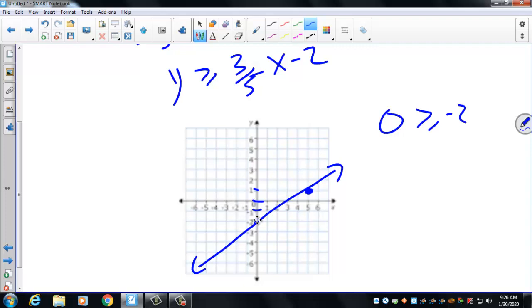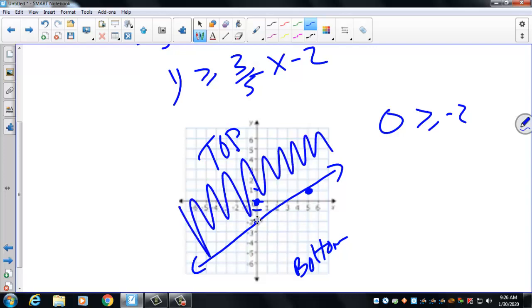Now, say it again, it's okay. So 0, 0 is on the top side, yes? Under the line. That's what I was trying to figure out. Okay. We're good. Are we sure we're good? Okay. So 0, 0 does work, so we will shade the top side.